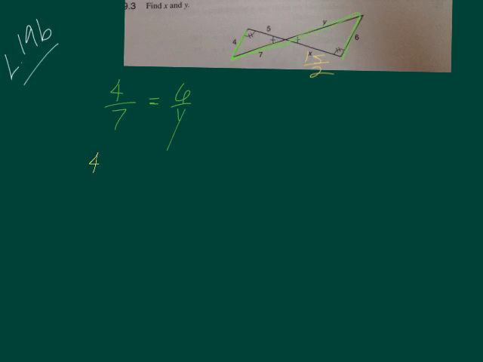So again, we cross multiply. y equals 42 over 4, which equals 21 over 2. And that's it for being able to find x and y. Next video will be the problem set.